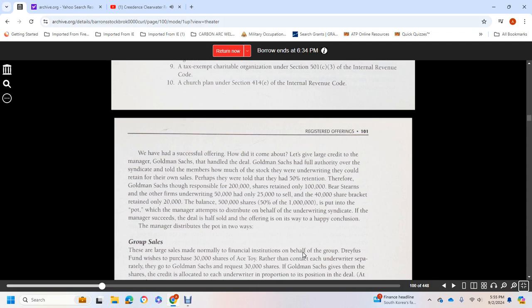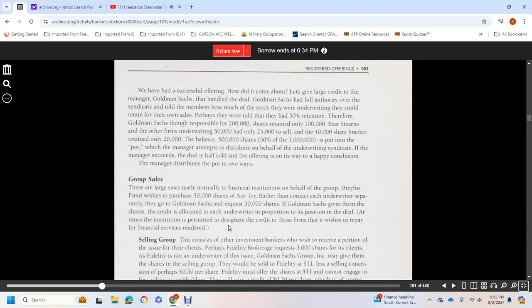Therefore, Goldman Sachs, responsible for 200,000 shares, retained only 100,000. Bear Stearns and the other firms underwriting 50,000 had only 25,000 to sell. A 40,000 share bracket retained 20,000, and the balance of 500,000 shares, or 50% of the 1 million, is put into the pot, which the manager attempts to distribute on behalf of the underwriting syndicate. If the manager succeeds, the deal is half sold, and the offering is on its way to a happy conclusion. The manager distributes the pot in two ways.